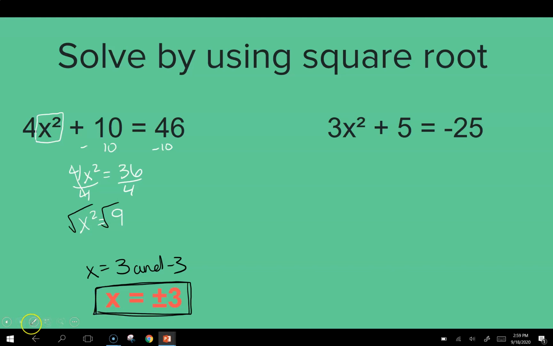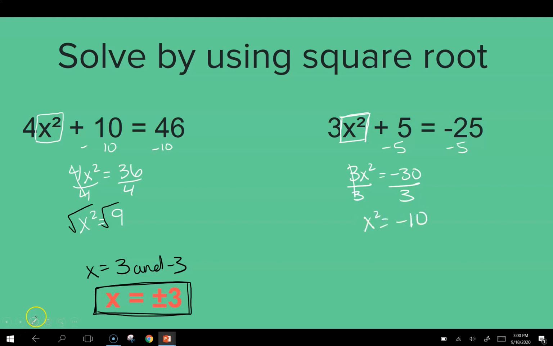All right, my other side. 3x squared plus 5 equals negative 25. Well, here's the variable that's being squared. My first goal is to get that by itself. So I'm going to have to subtract the 5 and I'm going to have to divide by 3. So we're going to subtract 5 first to give me 3x squared equals negative 30. Then I'm going to divide both sides by 3. And we have x squared equals negative 10.